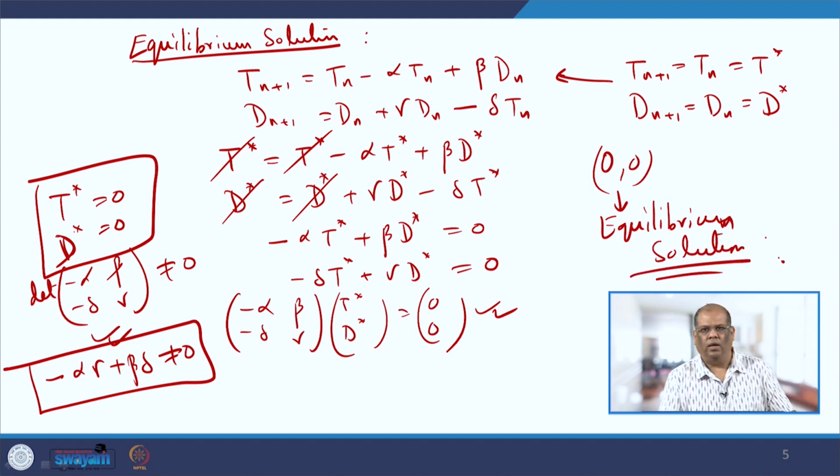Once you get the equilibrium solution, you now check for its stability.